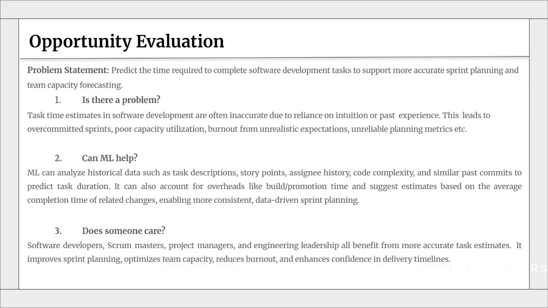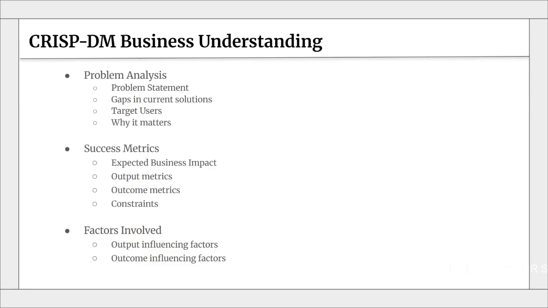So does someone care? Yes, a lot of them care. Software developers, scrum masters, project managers, and all through the engineering leadership, product managers, everyone cares about the estimated time of completion, which enhances confidence in the delivery timelines for the clients. We have three subsections that we will be covering as a part of CRISP-DM business understanding. One is problem analysis, second is success metrics, and the third one is factors involved in this whole model creation. Let's get started with this.